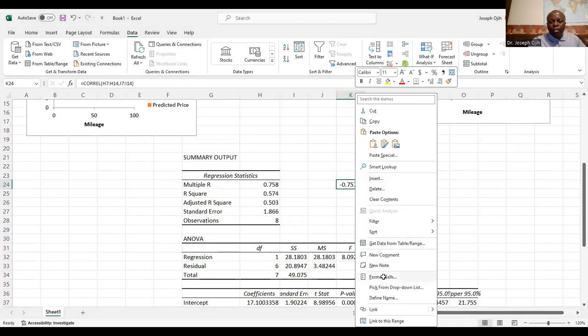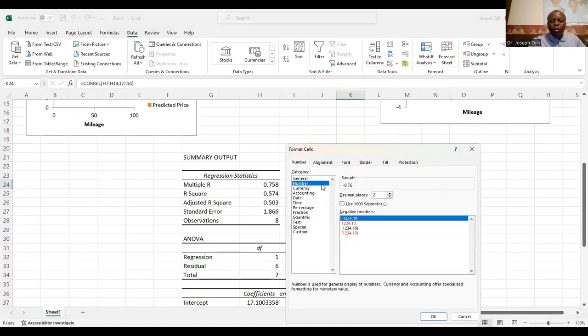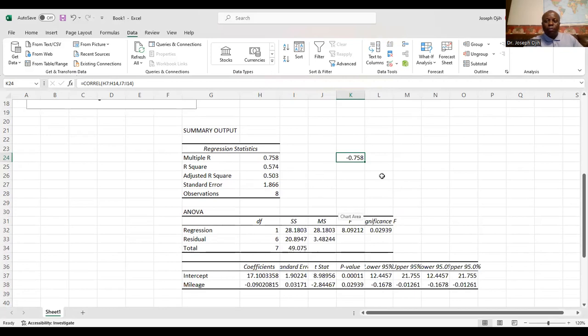I'm going to format this and make it 3 decimal places. Choose number, 3 decimal places. Okay. So for example, if you're doing homework or an exam online and it gives you the option of exporting the data to Excel, you can just use the CORREL function to find the correlation coefficient. So you get negative 0.758, which is what you have here, but it's positive there. That's why the CORREL function will tell you whether it's negative. So we got it as negative.